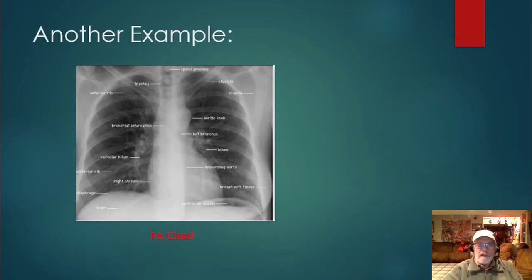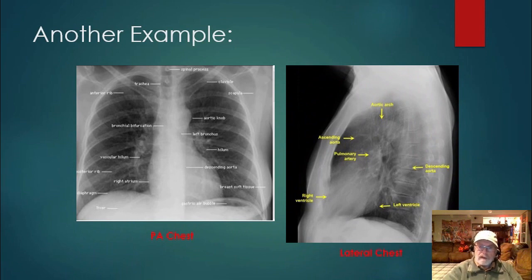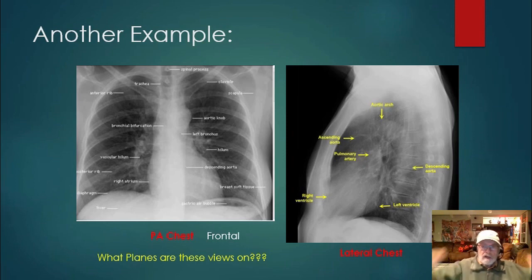Okay, PA chest, lateral chest. What planes are these views on? Think about it. I'll give you a second. Well, this should be relatively simple because we've talked about it so many times before. Who said the one on the left was the frontal plane? It had to be. Cutting the body this way, front to back, and that's what we see. If I cut off the front, that's what you see.